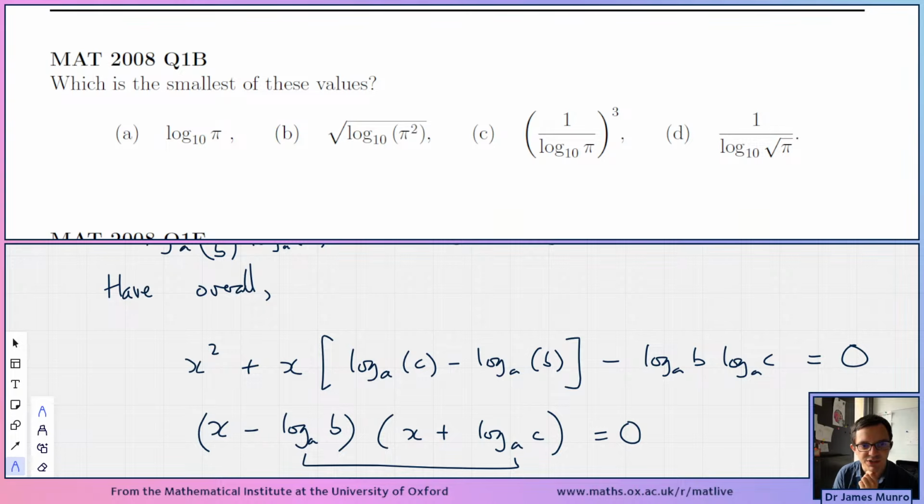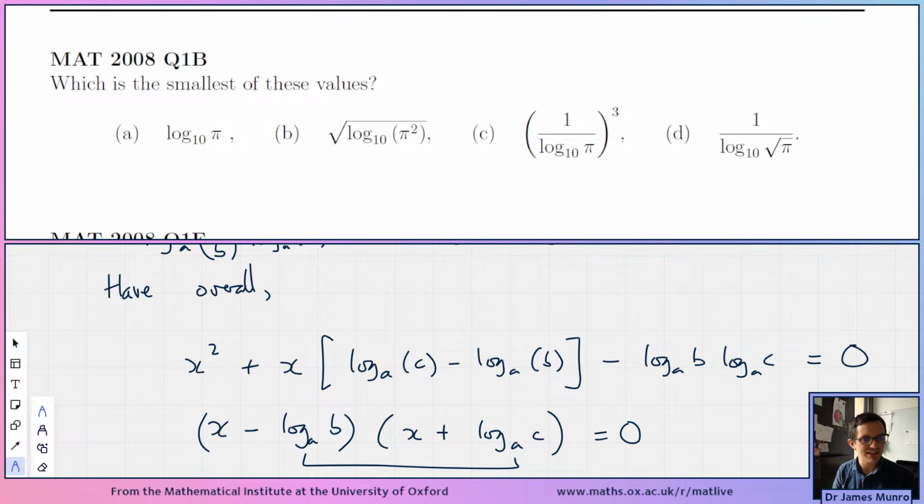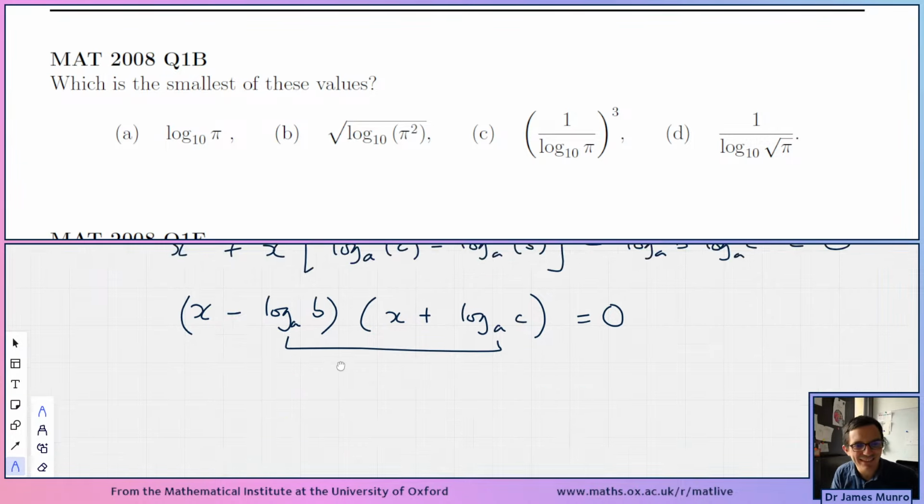Which is the smallest of these values? And I think I'm going to want a reason why. We've got in chat, it just says DAD, which is almost consensus, but not quite. There's another A. Chat now spells dada. Right, okay.